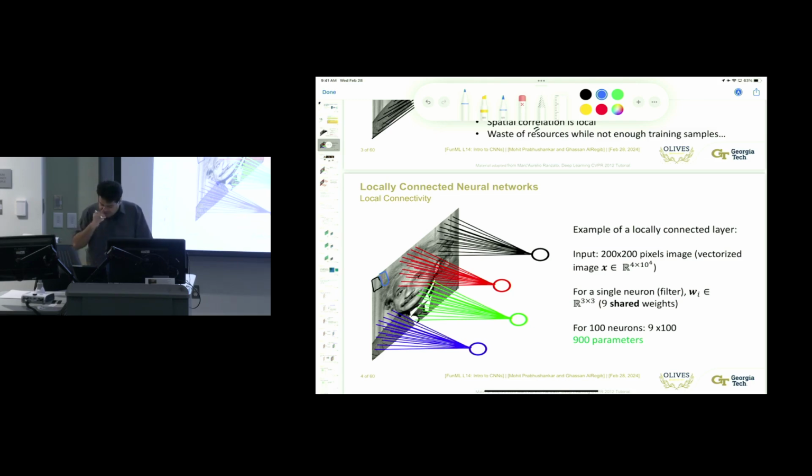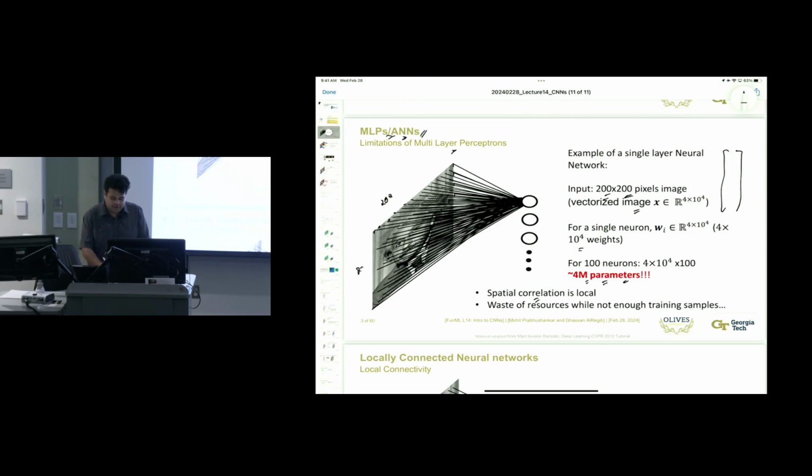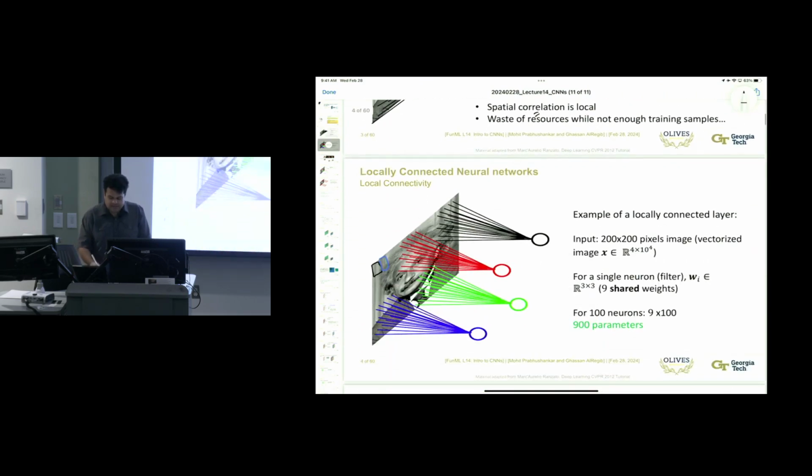So what that basically means is that maybe there is a way where, instead of a single neuron connecting every single pixel within this 200 cross 200 image, there is one neuron that can work on, let's say, an 8 cross 8 part of the image. I don't need more than that to analyze whatever is there within this neuron.